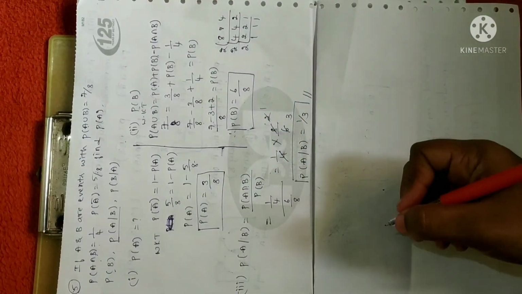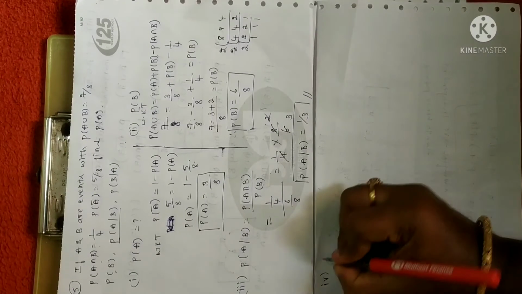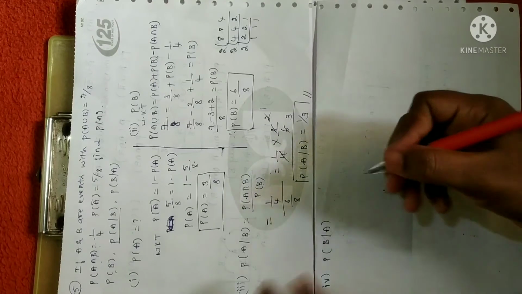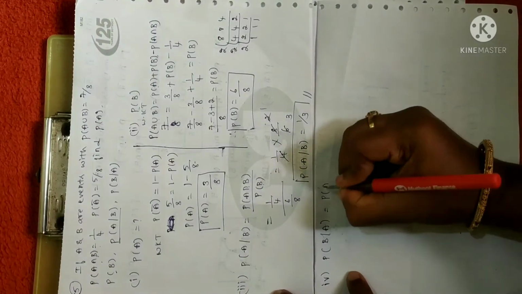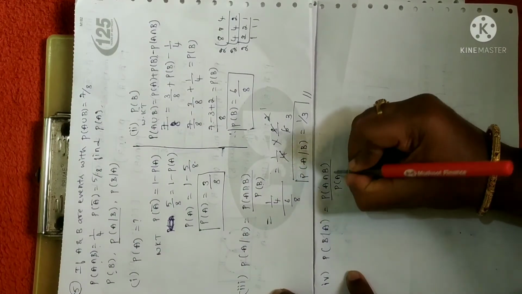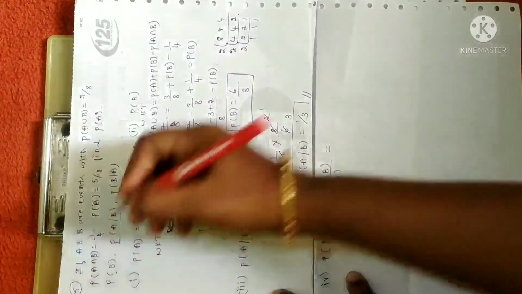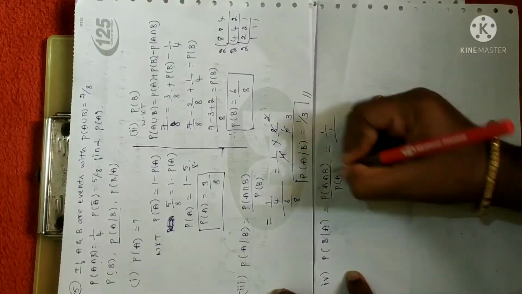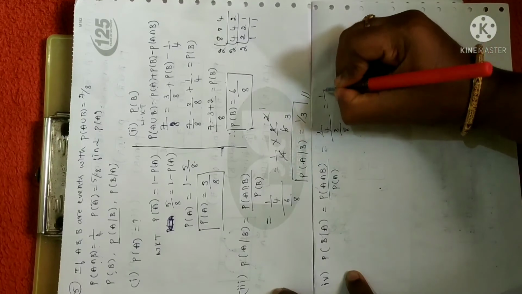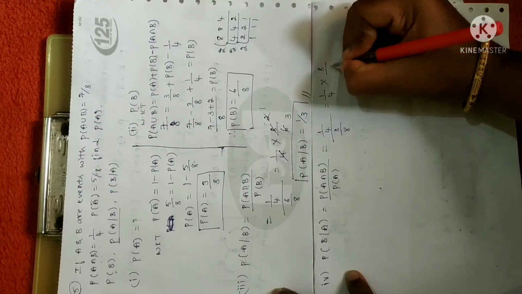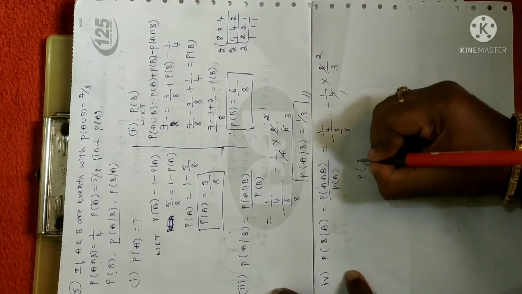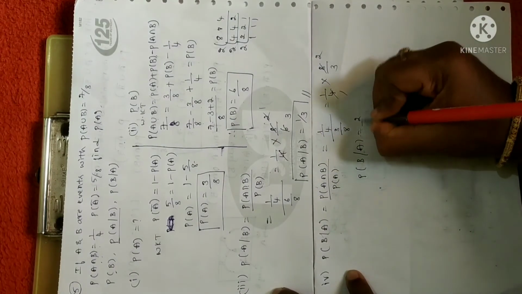Fine. Now let me calculate the fourth one, probability of B with reference to event A, which has already occurred. The formula is probability of A intersection B divided by probability of A. The numerator will not change, the denominator is A, so you have to put A here. Probability of A intersection B is given as 1 by 4, divided by probability of A, which we have already found, 3 by 8. After simplification, 1 by 4 into 8 by 3. 4 1s are 4, 4 2s are 8. So it is 2 by 3. Therefore probability of B with reference to A is 2 by 3.